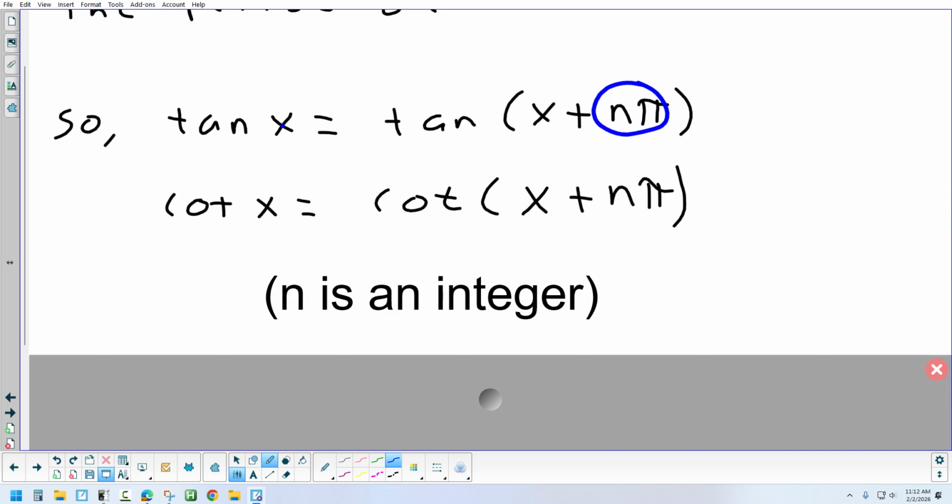And that n has to be an integer. So you could add, for example, let's say in degrees, this is 180. You could add 180 one time, or you could add 180 two times, or 180 times 4. You could add it 4 times. But you can't add 180 times like 3.2. No. You have to add a whole copy of 180, and that's it, not part of 180.